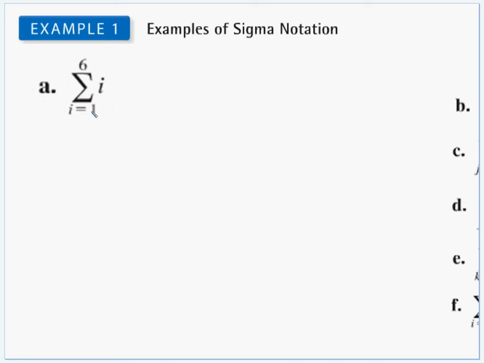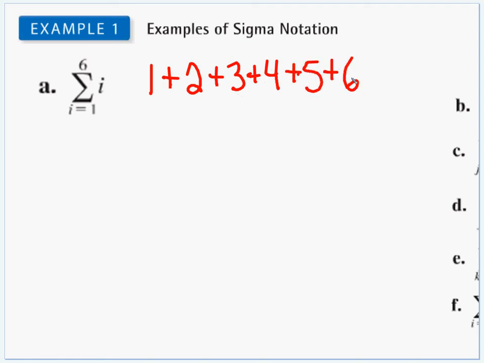So here we're going to sum up from 1 to 6 all the numbers. So we would write this out as we're going to start at the first number 1, and we're going to add 2 and 3 and 4 and 5 and 6, and that's equal to 21.